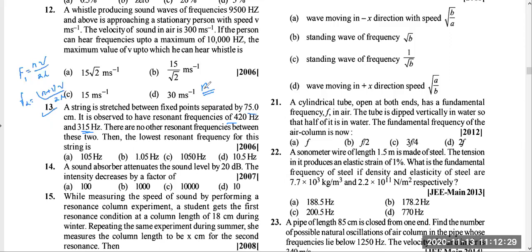Okay, now after getting the value of n, the lowest frequency will be just V by 2L. So divide this by either n or n plus 1. You will get the answer, right? So 13. Most of you might have doubt on 13, but you haven't solved it, that's why you're not asking. Okay, next, 14.